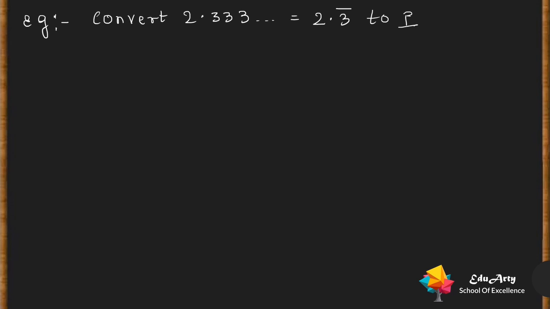Okay, let's take one example. Let's say the question is: convert 2.333, that is 2.3 bar, to p by q form, correct? This we have to convert to p by q form, where p and q are integers.